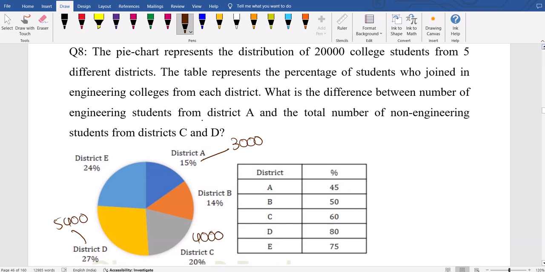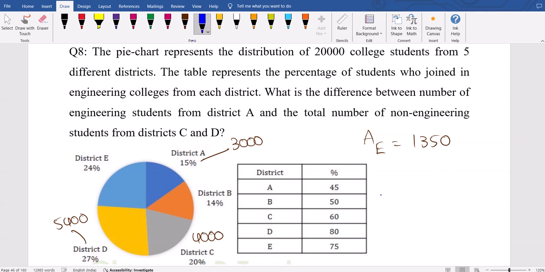But the question is the difference between who joined in engineering from district A. So in A, how many joined engineering is 45%. So 10% is 300, 1% is 30, 45%. So we'll get 30 into 45, 1350. That is what A engineering.